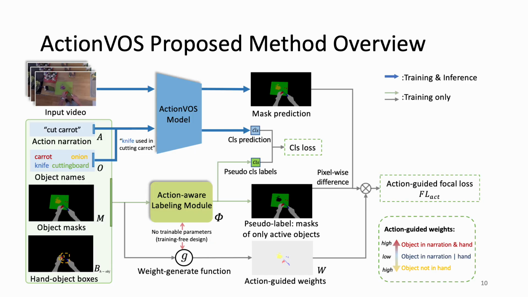After getting pseudo-labels and the loss weights, we use them to train the ActionVOS model. Note that both the action-aware labeling module and our weight generation function do not have trainable parameters. So they are training-free, which means that any RVOS models are compatible with our proposed method.